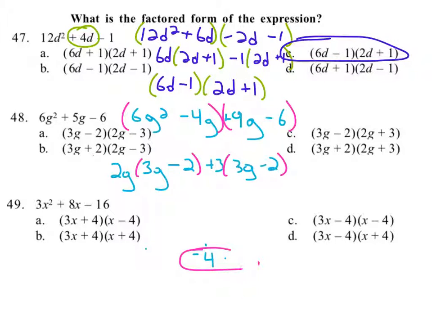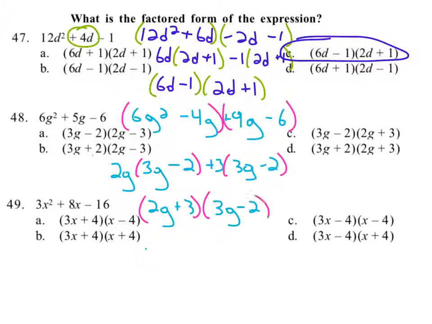So what do we get as a result? We're going to take the two things we factored out and put them together as a binomial. So we factored out 2g and a positive 3. That becomes one of our binomials. And then whatever we had left inside, which was 3g minus 2, becomes the other one.